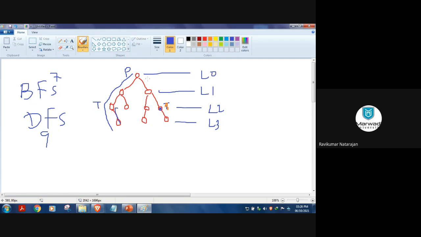Tell me the cost. Earlier it was 7. For BFS it is 1, 2, 3, and 4, right? Okay. Then for DFS, 4. 1, 2, 3. Right? So now again, which is best? See, earlier it was 7 and 9. Now it is 4 and 3. So the total price of DFS.